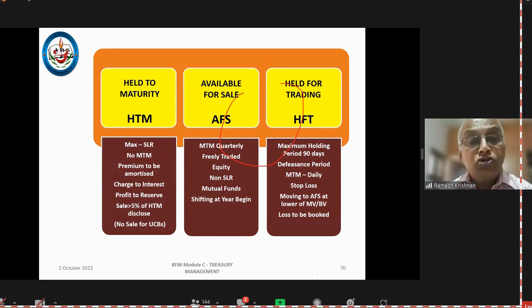Now, held to maturity means, as the term suggests, the intention of the bank or the financial institution is to hold it to maturity. It doesn't prevent you from selling it in between. But the general intent is long-term, to hold it till maturity. Therefore, up to the SLR requirement of a bank, you can.